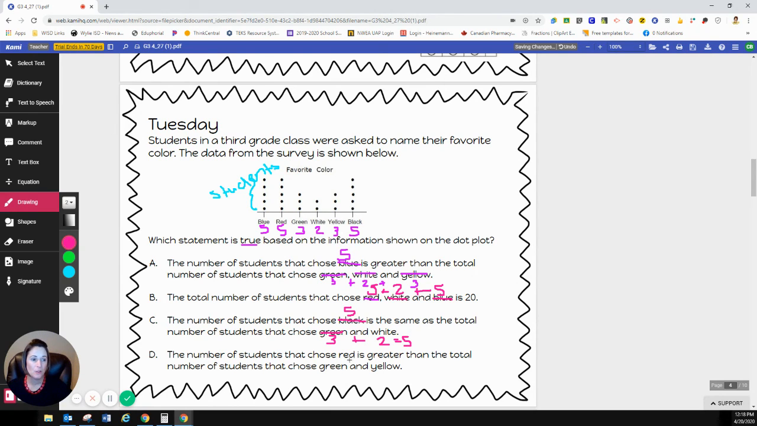Maybe. The number of students that chose red is greater than the total number of students that chose green and yellow. All right. Chose red. So how many chose red? 5 is greater than the total number of students that chose green, 3, and yellow, which is 3, which gives me 6. And 5 isn't greater than 6. So which of these was our best answer choice? Yep. C, the students that chose black is the same as the total that chose green and white.